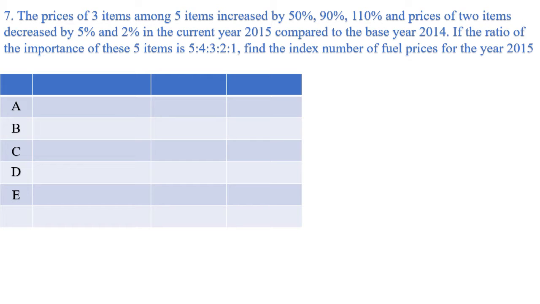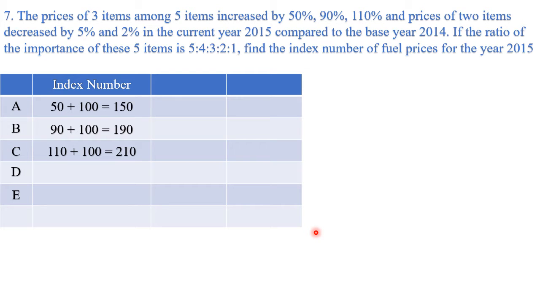Now the first item is increased by 50%, so 100 plus 50 will make the index number here 150. Next is 90, so 90 plus 100 will make 190. Then 110 plus 100 makes 210. Similarly, 2 items have decreased by 5 and 2%. So 100 minus 5 is 95 and 100 minus 2 is 98. So my dear students, these are the index numbers for the given question. The weight, that is the importance, is given through ratios. So just write down the ratio as it is given: 5, 4, 3, 2, 1.